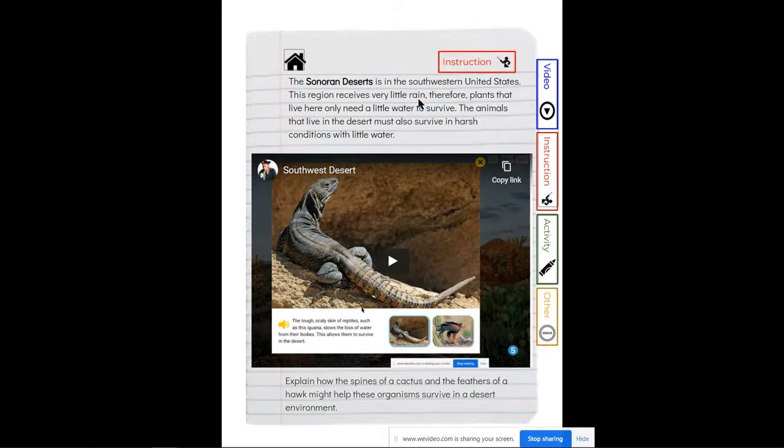The Sonoran Desert is in the southwest United States. This region receives very little rain. Therefore, plants that live here only need a little water to survive. The animals that live in the desert must also survive in harsh conditions with little water.